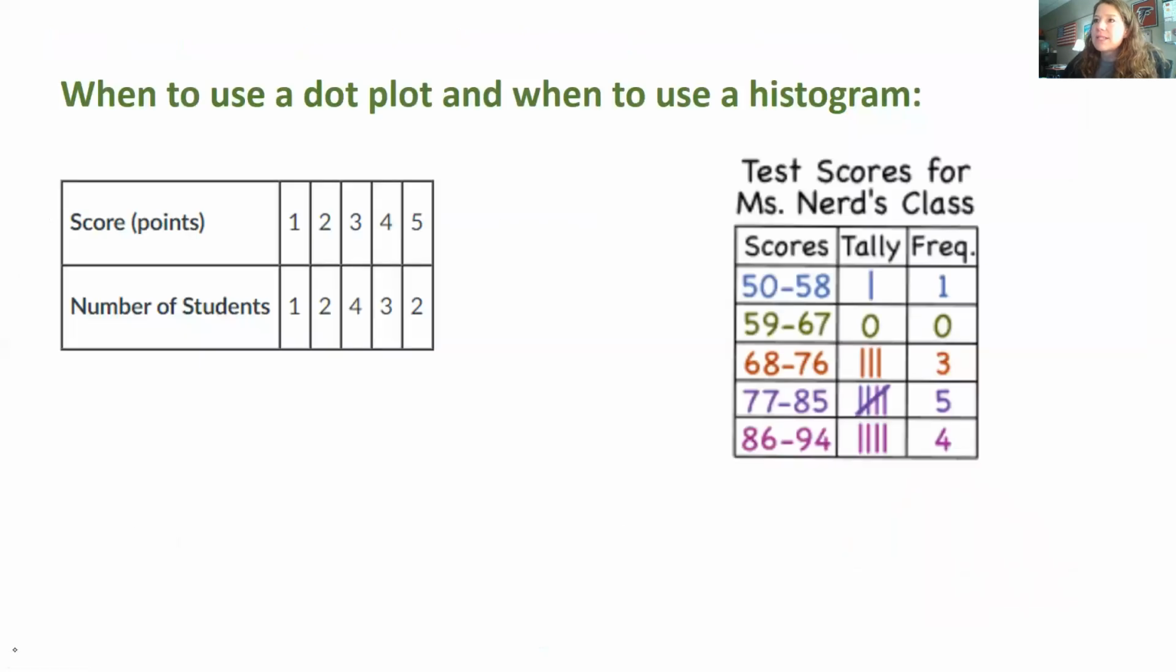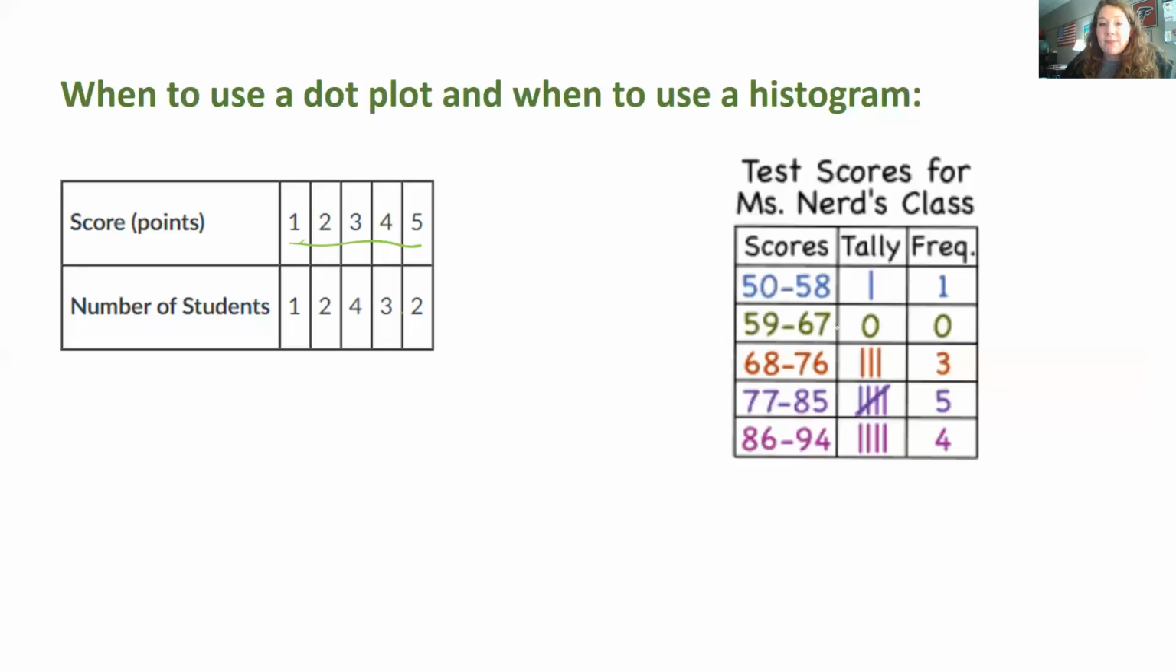All right, so sometimes a dot plot is best to use and sometimes a histogram is best to use. If you have data like this, like here is our data and this is the number of people that would respond to these scores, then obviously these numbers are all very close together. There's not a big gap between them and there would be no need to make intervals.